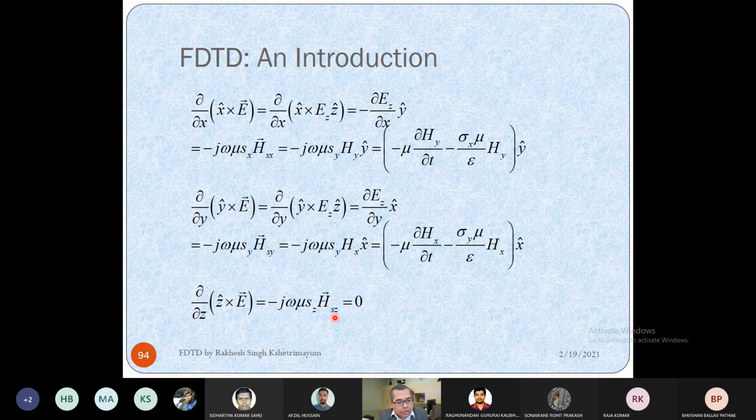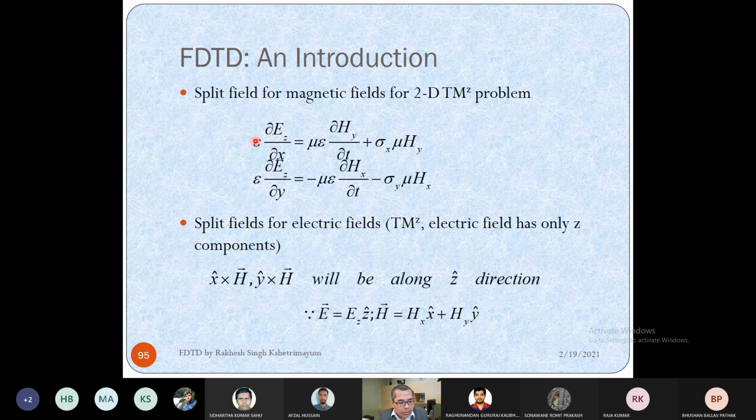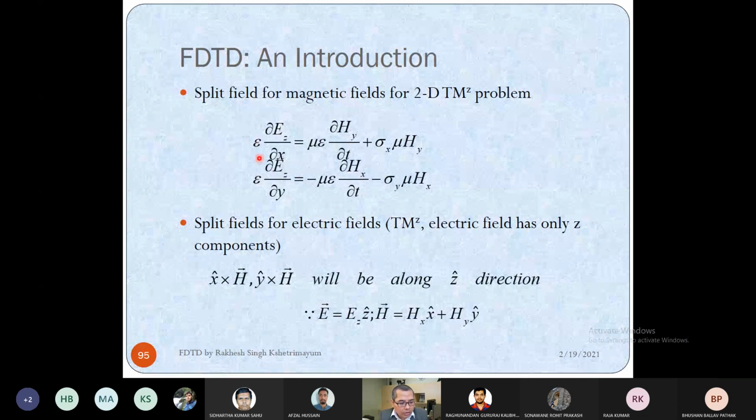Similarly, you can also do split fields for magnetic fields for 2D TMZ problem, and it turns out to be this equation here, epsilon del Ez by del X equal to mu epsilon del Hyx by del t plus sigma X mu Hyx. Similarly, these two equations you have here, you can do the same thing I have done for the split electric field. You can do it for a split magnetic field also.